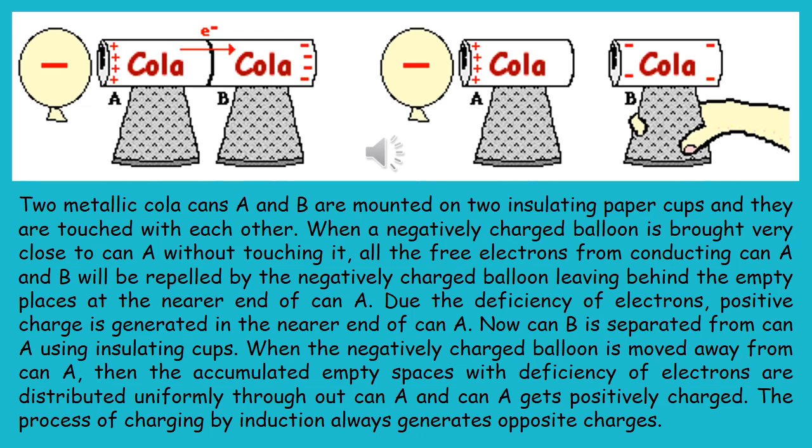Now can B is separated from can A using the insulating cups. When the negatively charged balloon is moved away from can A, the accumulated empty spaces with deficiency of electrons are distributed uniformly throughout can A and can A gets positively charged. The process of charging by induction always generates opposite charges.